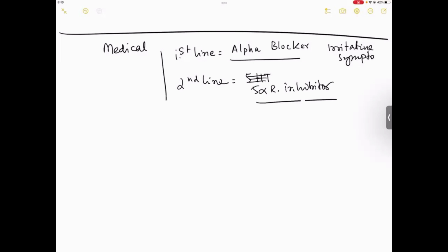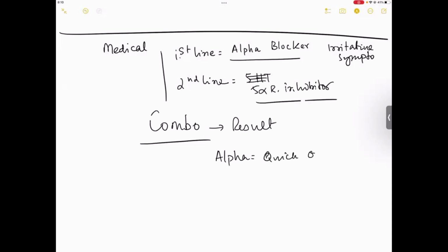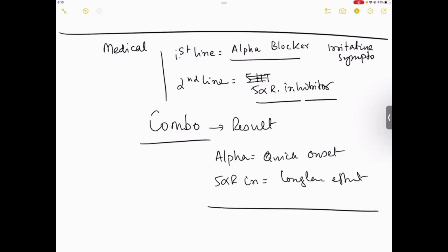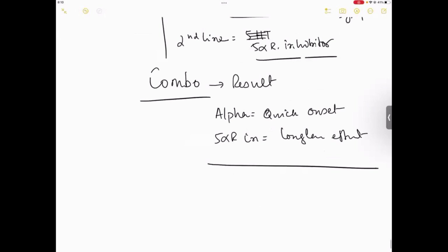It is usually seen that with combo therapy, the results are much better. Alpha blockers usually will produce a quick onset of relief. 5-alpha reductase inhibitors will produce a long-lasting effect. This is the medical part. You are also required to know about the common side effects of these drugs.